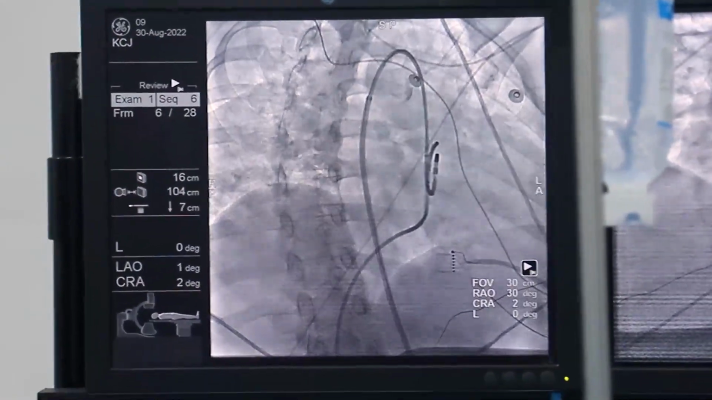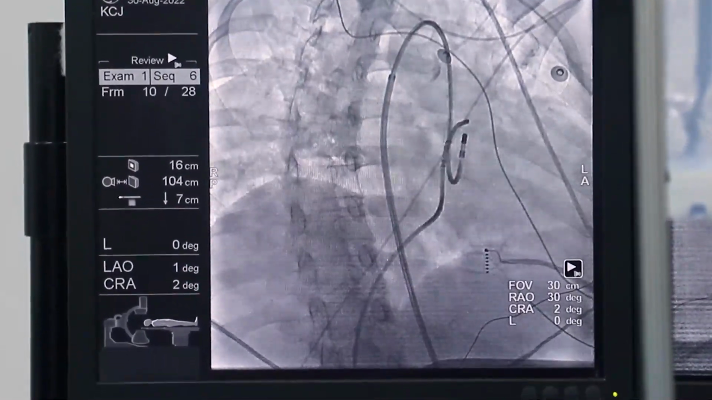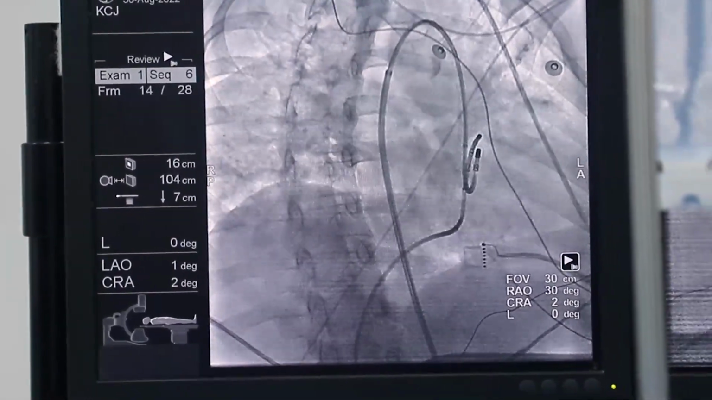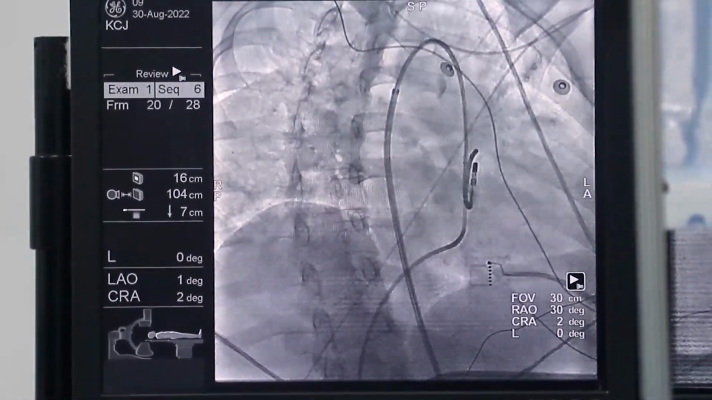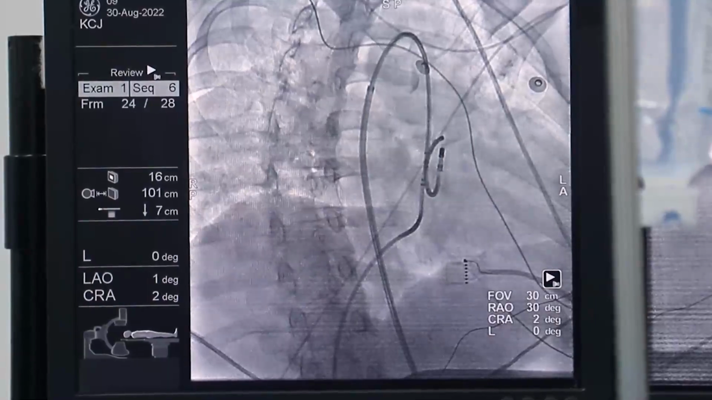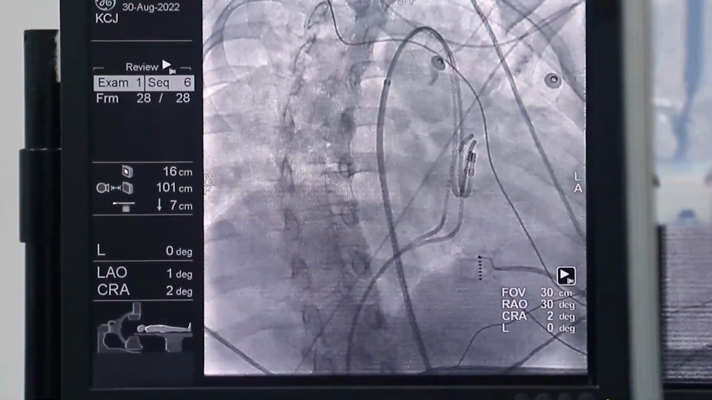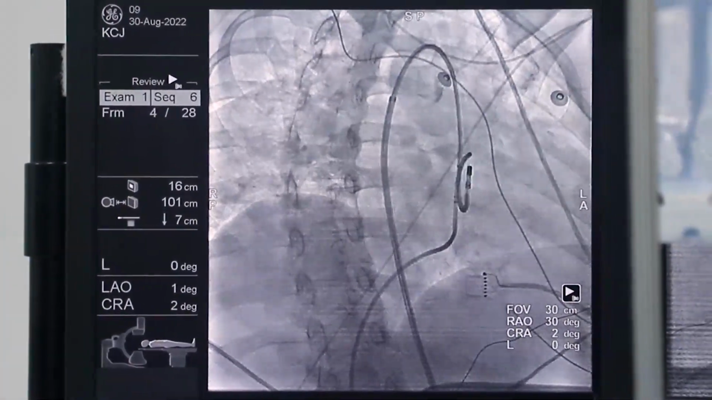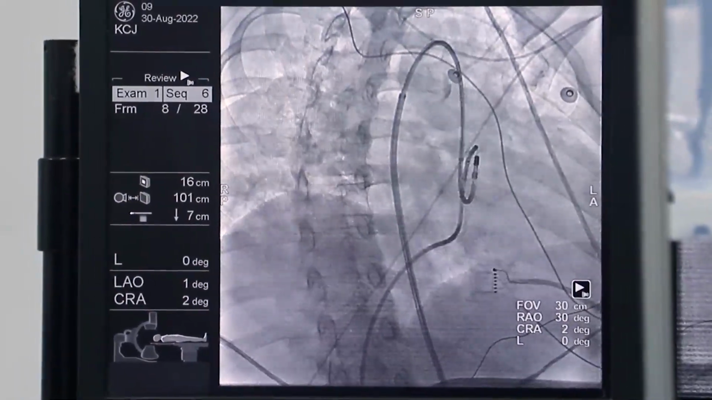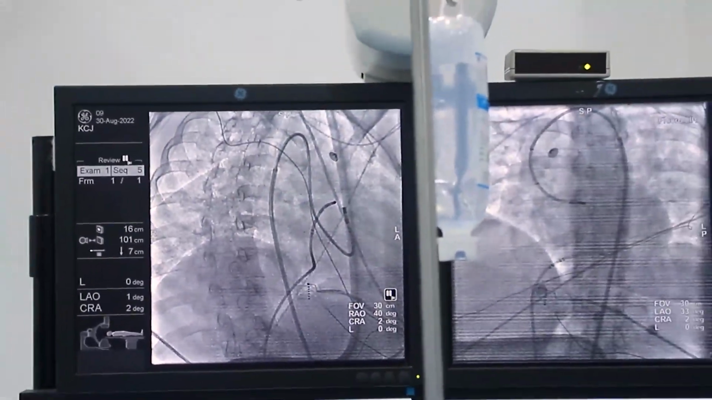We can see this is the right anterior oblique view. We use the long sheath in the left side so that because of tortuosity, we can see that I'm under the annulus. I'm in the summit, and you can see that the CS is going into the anterior cardiac vein.